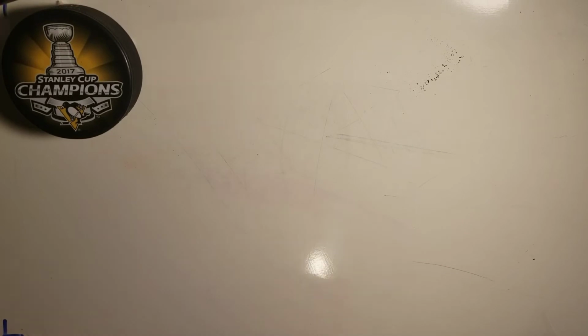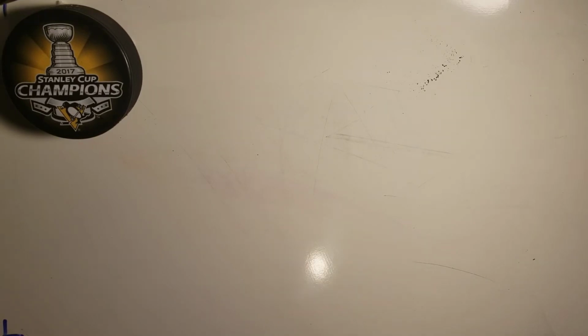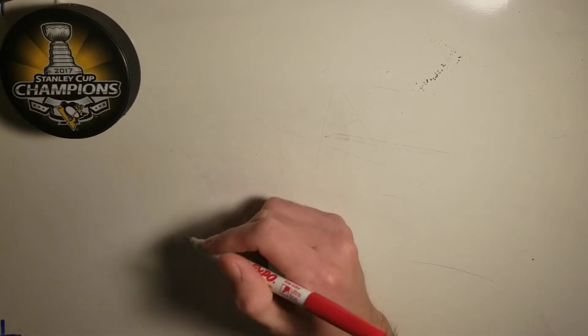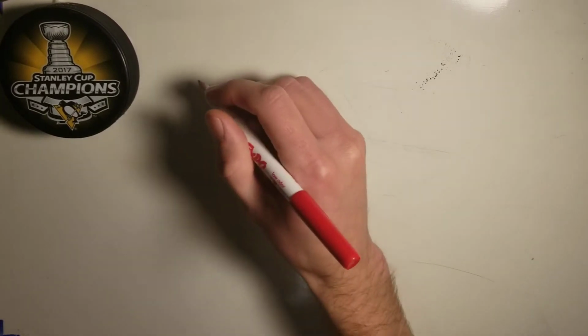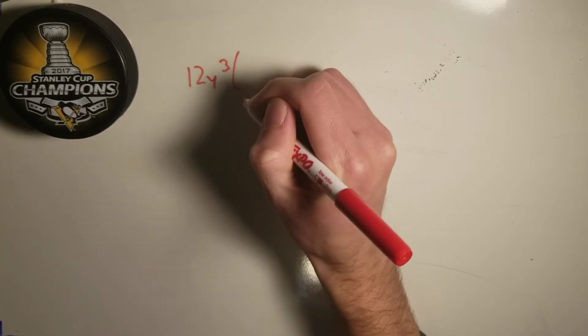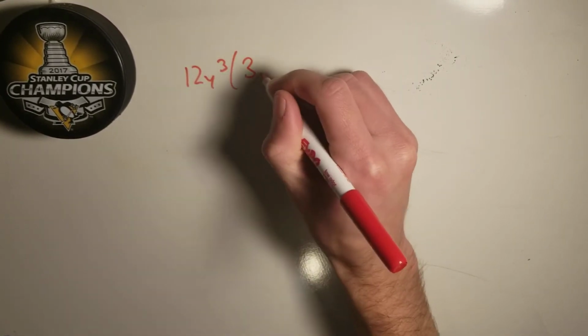Alright, so in the problem that we have, there is a blue rectangle inside a red rectangle, and our goal is to find the area of the red section. So to do this, we need to find the area of the red rectangle and subtract the blue rectangle. So the red rectangle, if you're finding the area, we should know that's length times width. And for the red, that would be 12y cubed. That's your width times your length.